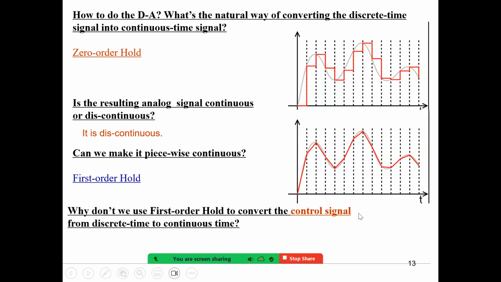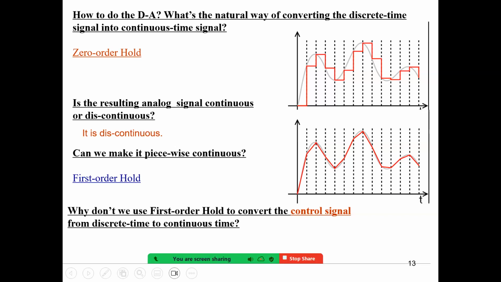For signal processing, we can do this. But for control system design, we never use the first order hold to convert the control signal from discrete time to continuous time. What is the reason? Excellent. Look at this signal. Let's say this is the current signal. In order to do the first order hold, I need to know the signal at the next sample instant, but I don't know that signal yet. Until the next instant, then I know this signal.